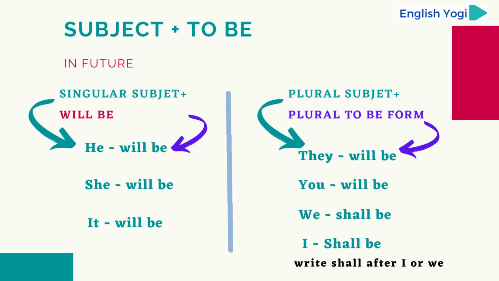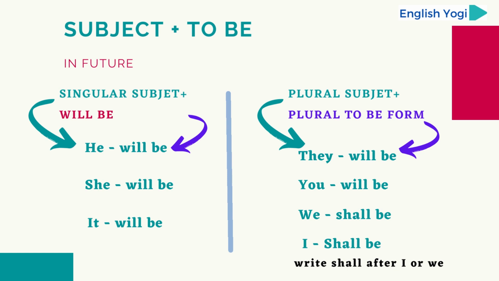Next rule about using to be form in the future. We have to repeat the same rule. With a singular subject we have to use will be: he will be, she will be, and it will be. And if the subject is plural, some of the rules are there. They will be, you will be, and here we have to remember we shall be and I shall be.